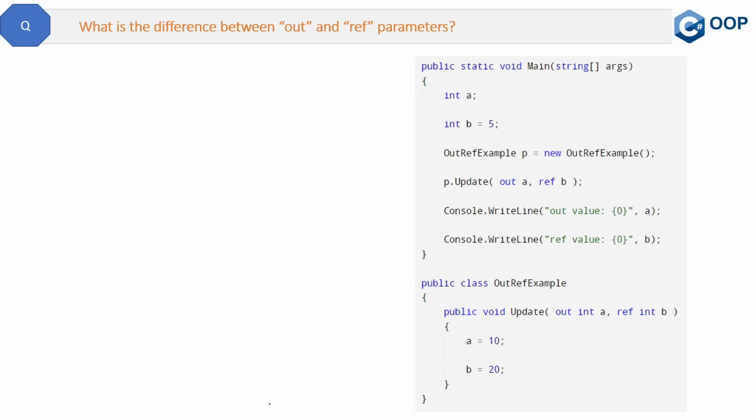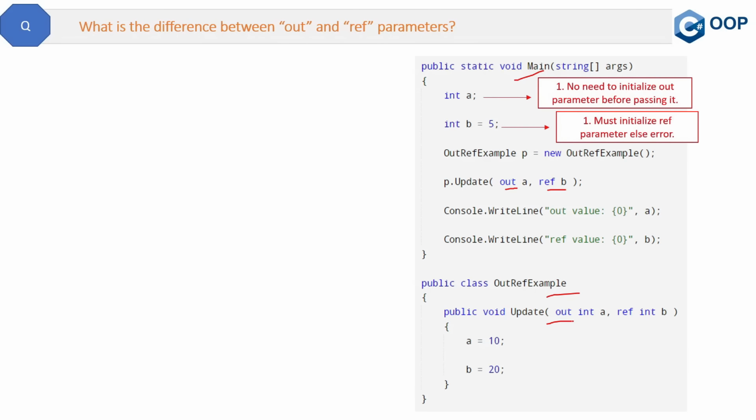Here is the main method, which is using both parameters, ref and out. You can see the p.Update method call passing one out parameter and one ref parameter, right? And the Update method is defined in another class, OutRefExample. Here it is defined. So the first difference between out and ref parameters is, in the case of an out parameter, there is no need to initialize it before passing it. See, here we are not initializing a because it's an out parameter and it does not require any initialization.